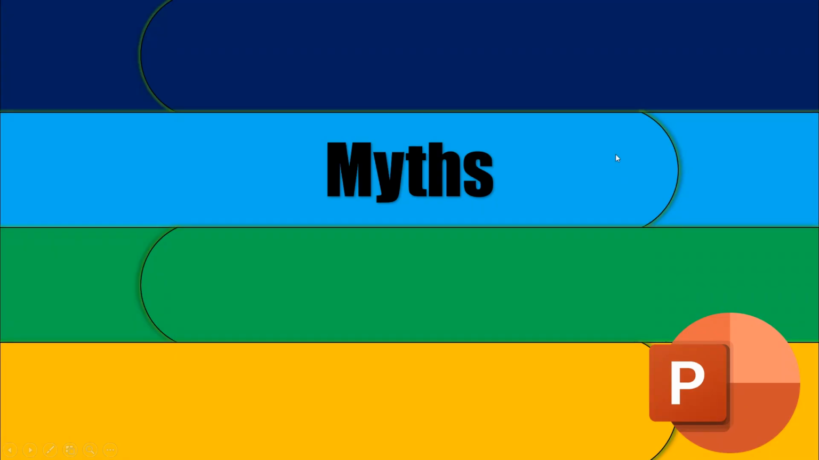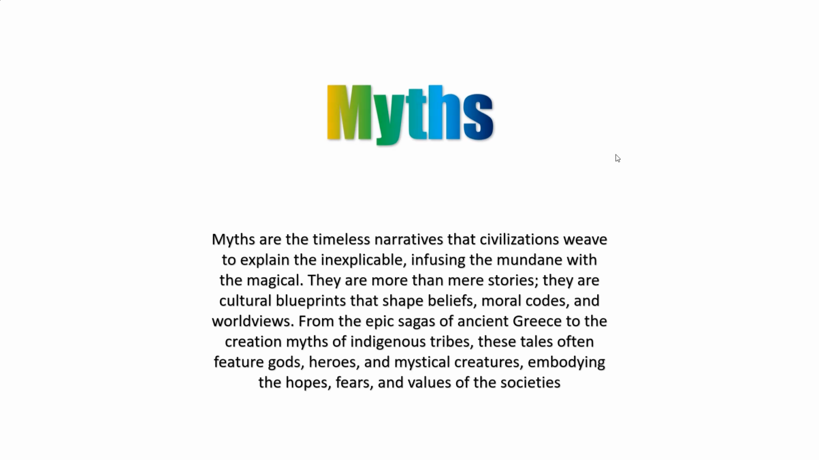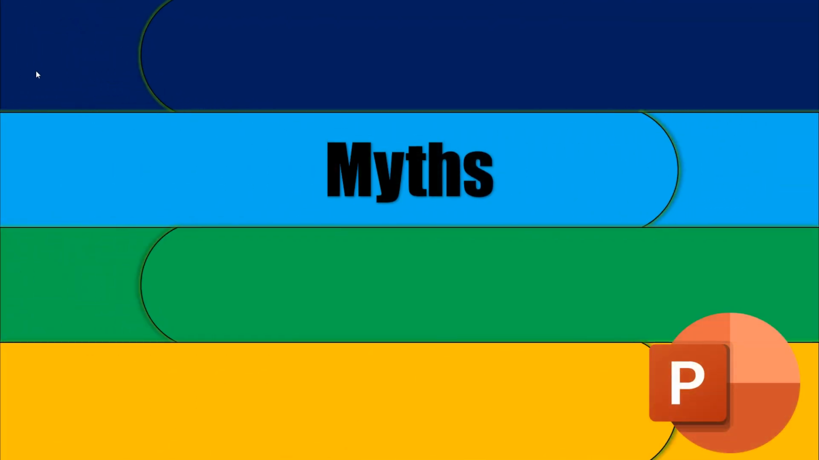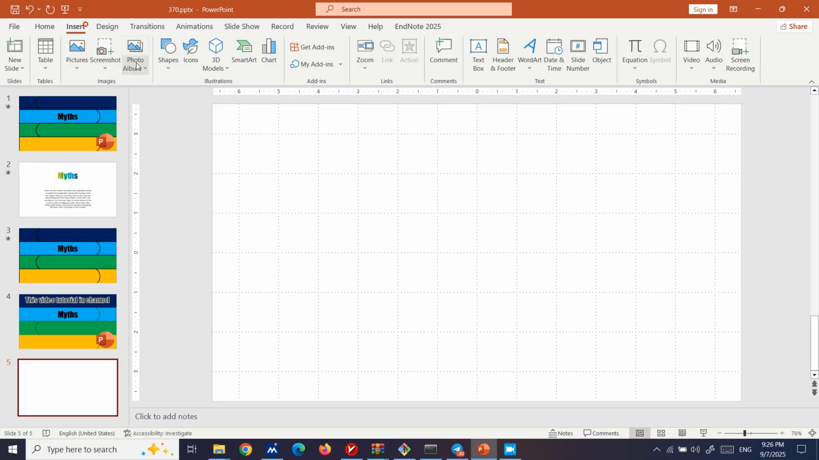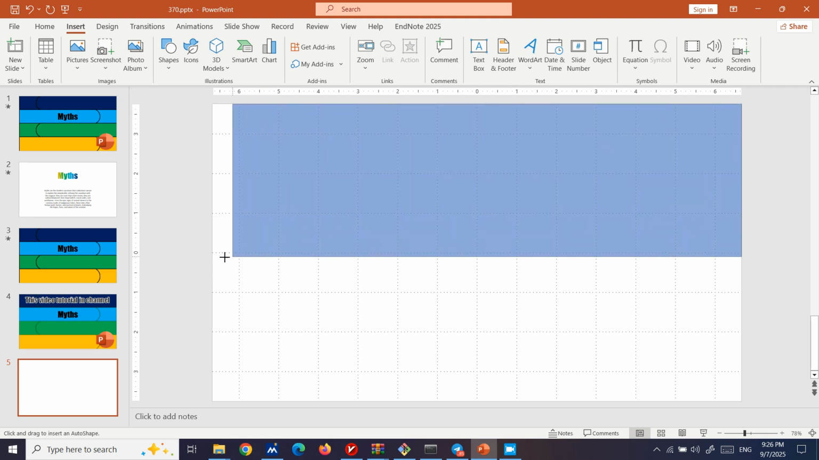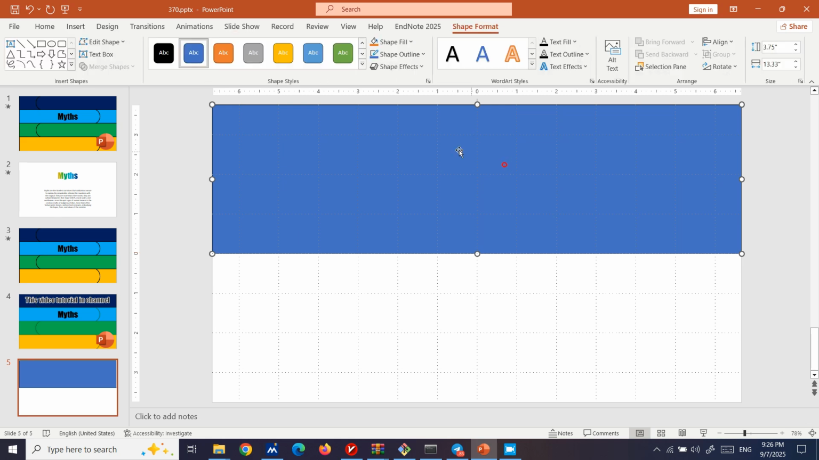Let's try to create this presentation and see how it looks. It looks clever. Now let's create it. At first we need to add a new slide. In our new slide we need to create four rectangles, but the important thing is that we need to create them in the same size.